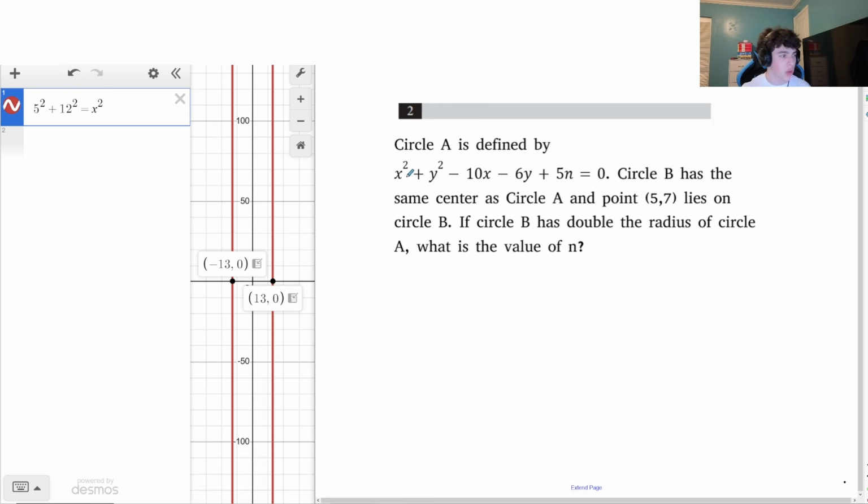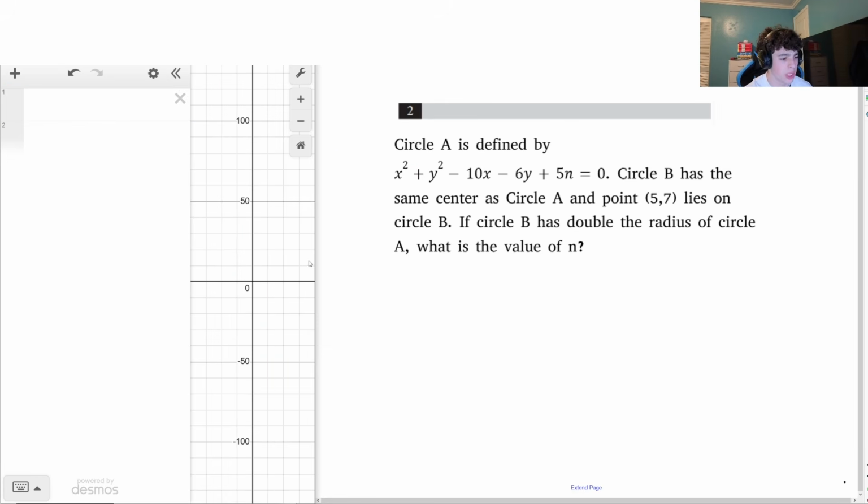Now, let's look at this question. This one is a pretty hard one, and it's really hard to do in Desmos, which I think is why a lot of people struggle with this question type. We're given that circle A is defined by this equation, and circle B has the same center as circle A, and then we're told that the point 5, 7 lies on circle B, and if circle B has double the radius of circle A, what is the value of n?